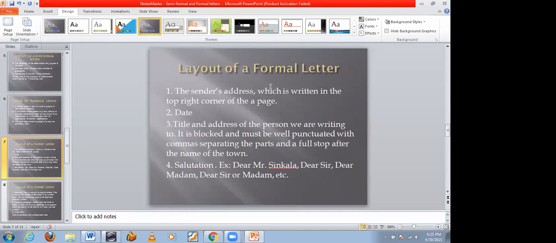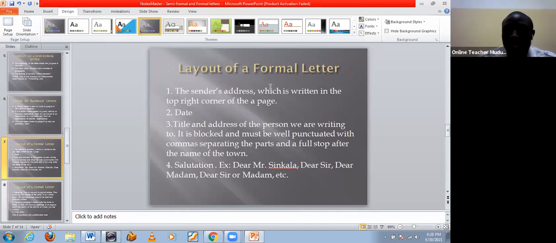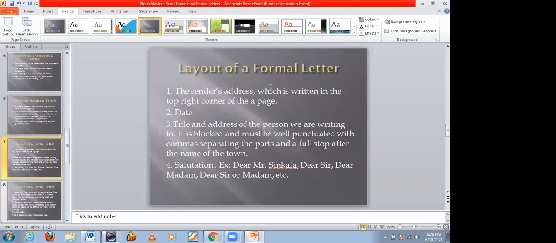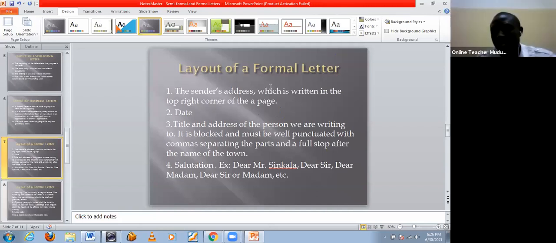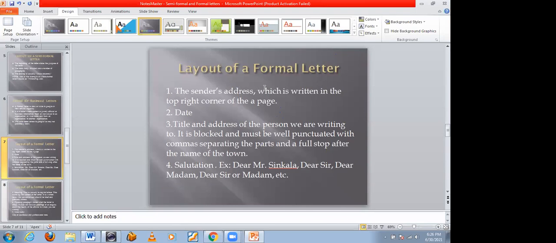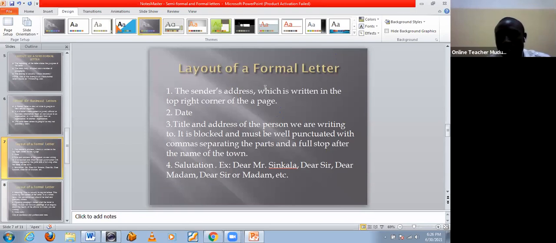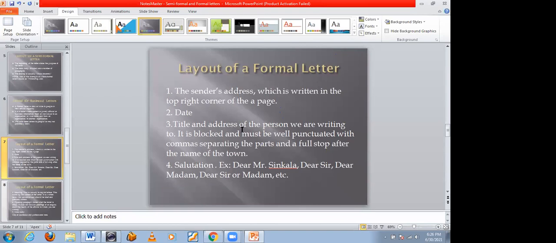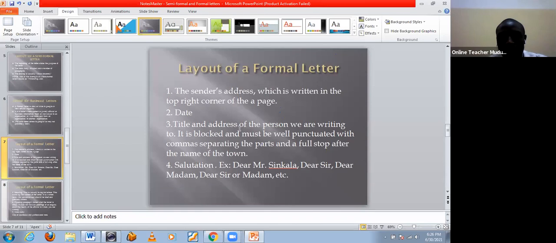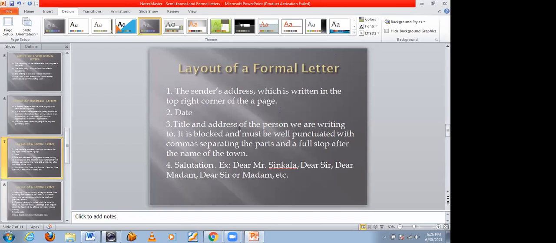Okay. Now let's look at the layout of a formal letter. A formal letter has some of the features that we've already talked about in the two other types of letters. There are only one or two additions to this letter. So for example, we have your address there, same position, top right corner of the first page. Below your address, after leaving some space, you have your date there. And then on the left side of your paper, you write the address of the person you're writing to in their official capacity.